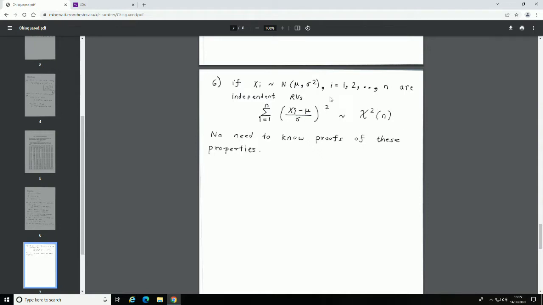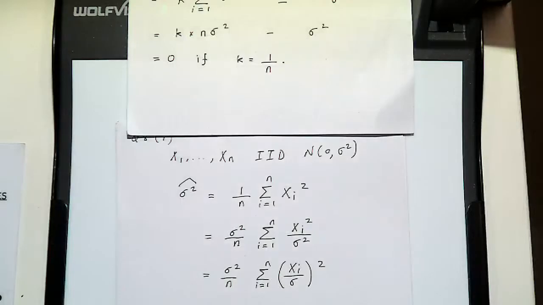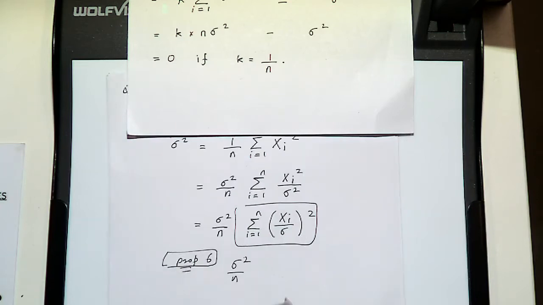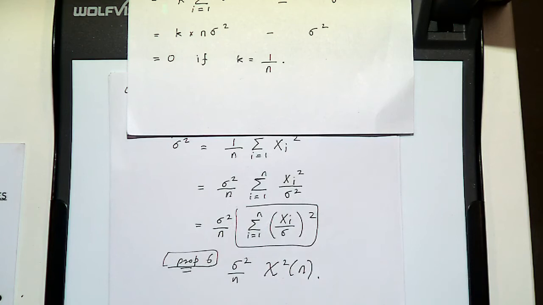So now let me go back to the visualizer. Hopefully this works. Okay, it works now, right? So what I'm saying is that using property number 6, we can say that this is the sampling distribution of sigma hat squared, right? All right, so that completes question 8. Is that okay with all of you or no?